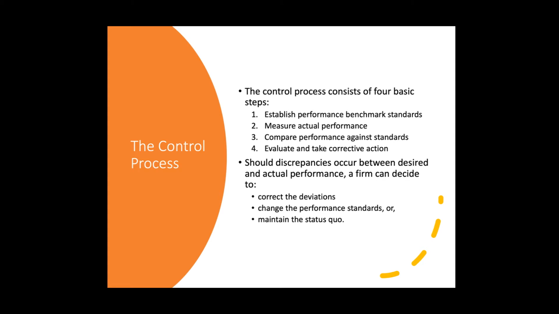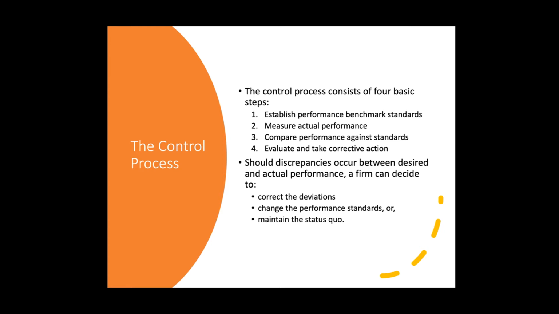Number 3, you compare actual performance against your stated standards. Are you over? Are you under? By how much? How much is the variance? How much are you over every single period that you measure? And then finally, number 4, you evaluate whether you're going to take corrective action, and if you are, what is that corrective action? You see, the whole point of this is when you compare performance against standards, number 3, you have a decision to make.